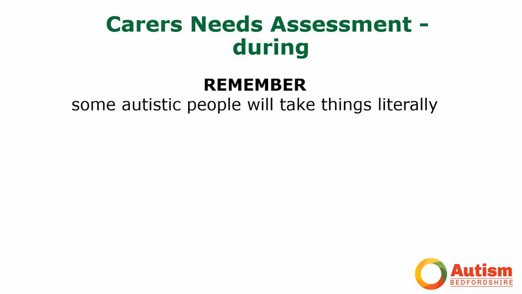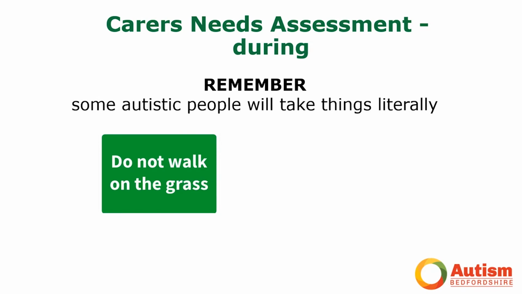So during the assessment, remember, some autistic people will take things literally. And so it's being careful of what you're saying. Have you ever seen a sign: do not walk on the grass? For a literal person, what can that mean? It means do not walk on the grass. They can go and somersault over it, cartwheel over it, hop over it, whatever else, and they are doing it right. They are not walking on the grass.